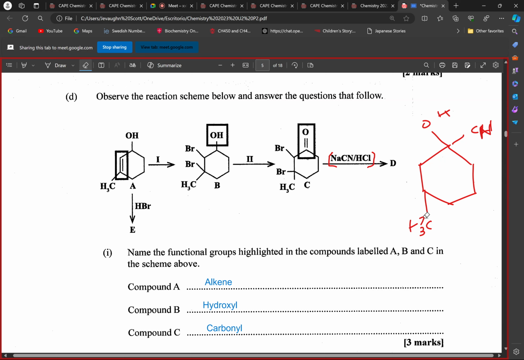Sorry, your screen came off. It's not showing? Okay, now I'm seeing properly.